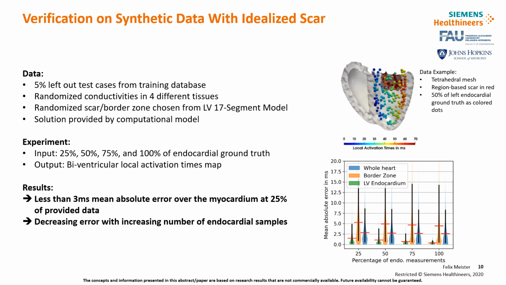We evaluated our approach in 3 different setups of increasing complexity. At first, the network's performance was evaluated on the 5% left-out cases from the synthetic database. To this end, 25% up to 100% of the left endocardial ground truth was provided to the network. We measured the mean absolute error in local activation times for the left ventricular endocardium, the border zone, and the whole heart. A mean absolute error of less than 3 milliseconds was observed over the entire myocardium when providing 25% of the ground truth data. One can also observe that the more data is provided to the network, the lower the errors become.